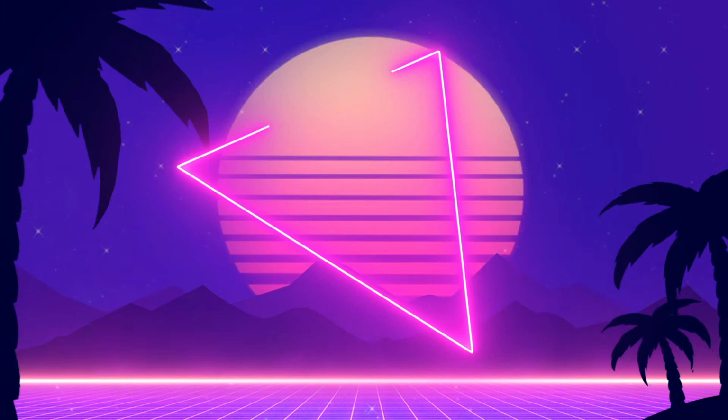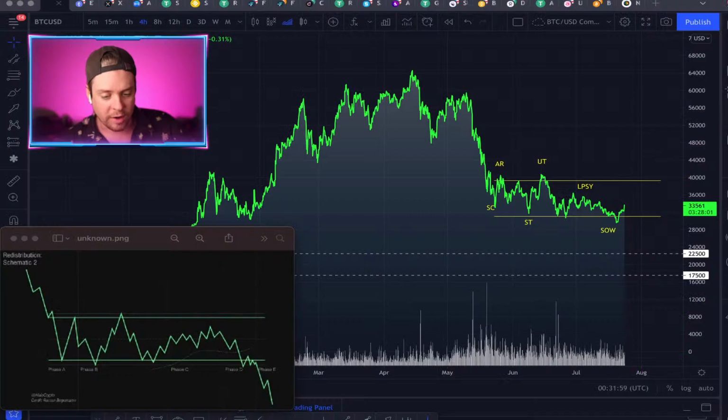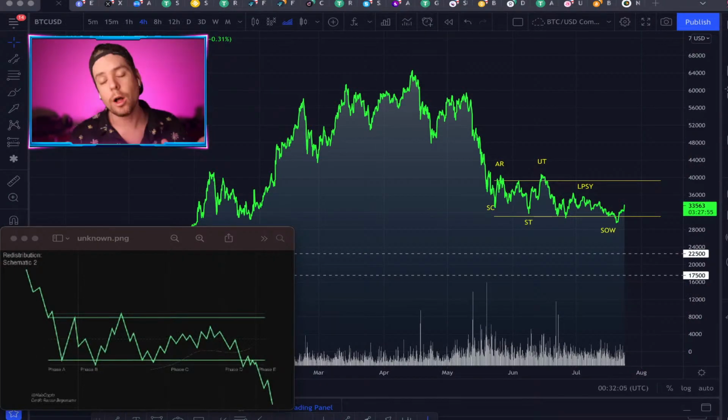So without any further ado, let's go ahead and take a look at the king of all crypto, and that is Bitcoin. So I've pulled up a Wyckoff redistribution schematic. I'm sure a lot of the space is familiar with the distribution schematic at this point. The distribution schematic was up in this area. We had a breakdown, we had a trend change.